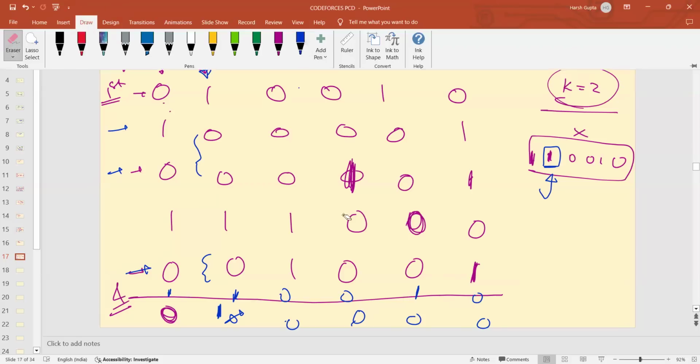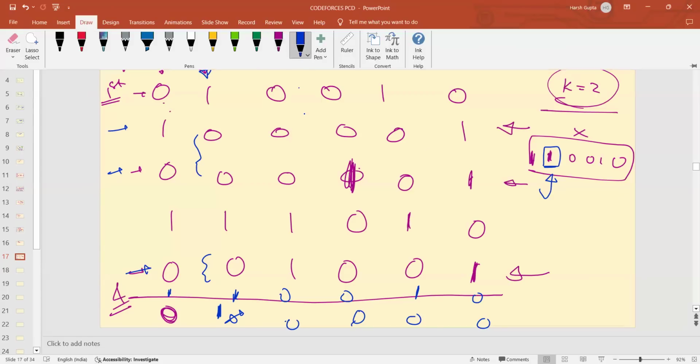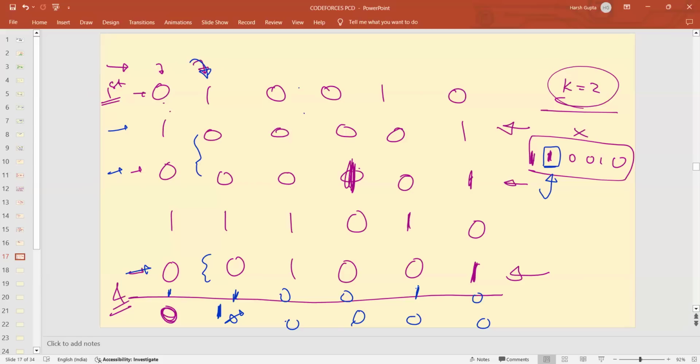wait a minute, take this as 1. Take this as 1. So if you observe now, then if I am doing XOR of these 3 numbers, then since the value of this particular bit for x is 1, what it will do? It will turn this to 1. It will turn this to 1. It will turn this to 1.